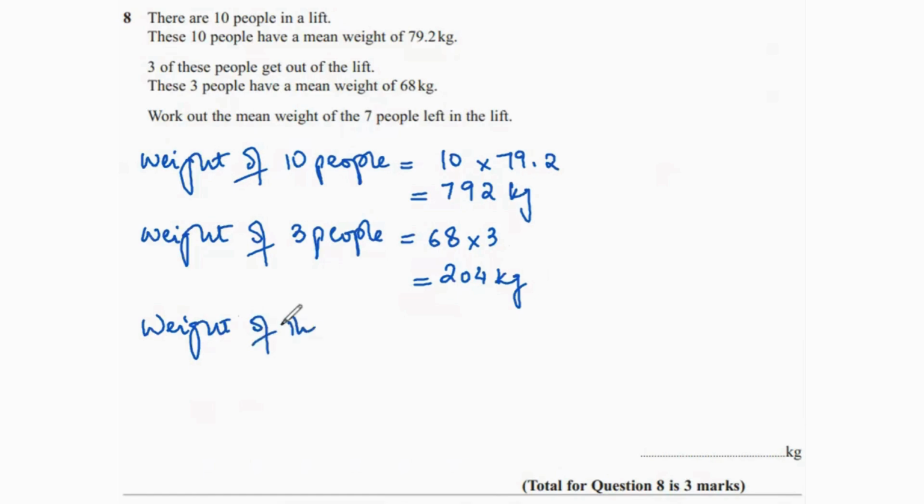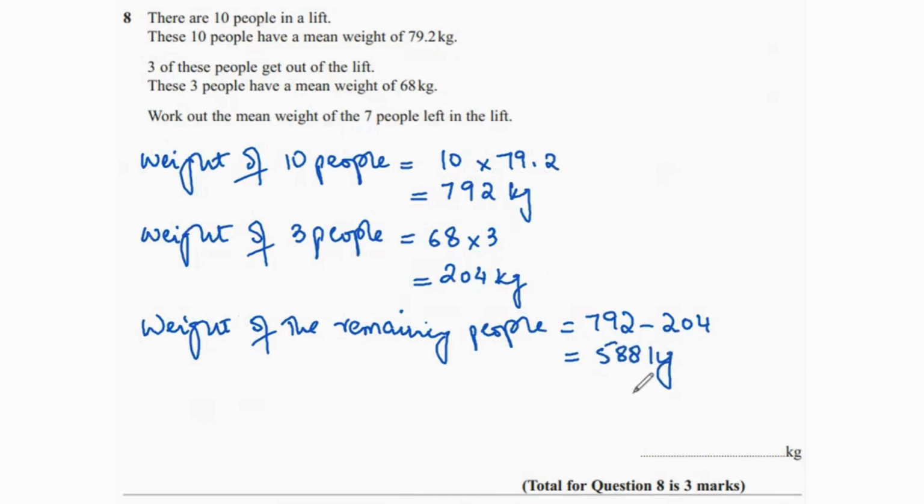Now, weight of the remaining people. That's going to be the difference of 792 and 204, which equals 588 kg. So mean weight is going to be 588 divided by 7, which is the total number of people in the lift now. And that's going to give us 84 kilograms. That is the mean weight of the remaining people in the lift.